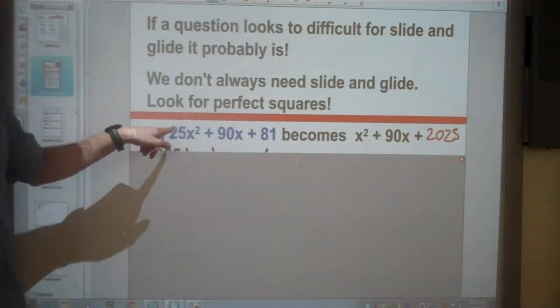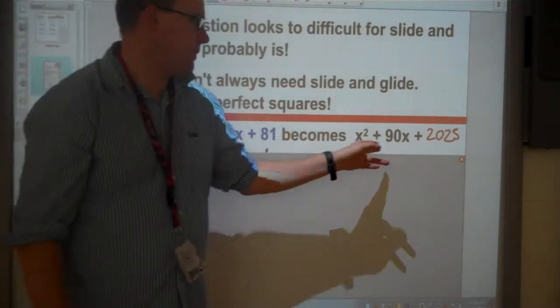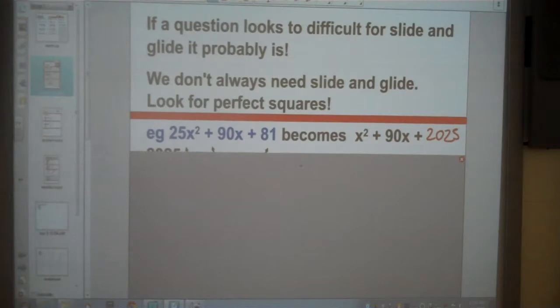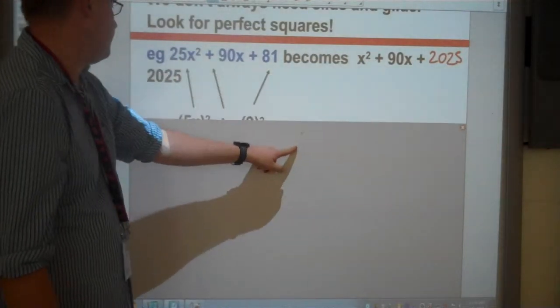So if I can see, this starts with 25x squared, so I know I need to move the 25 to the end. But if I do that, two numbers that times to make 2025, add to make 90, you can see that's a very difficult problem. So there must be something simpler for this question, and there is.